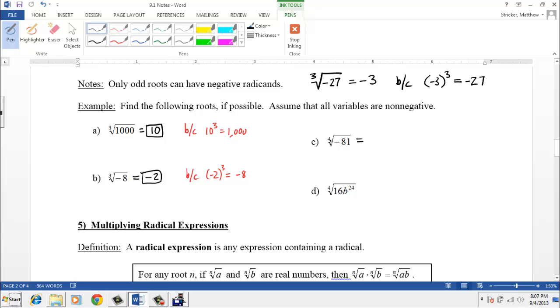Okay, now here we have the fourth root. This is an even index, an even root, the fourth root of a negative. Is that possible? No, it is not. This is a non-real number.